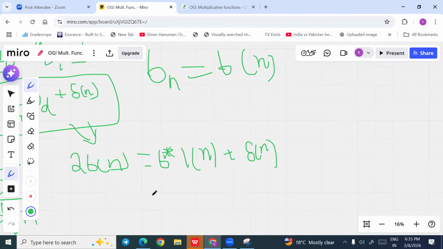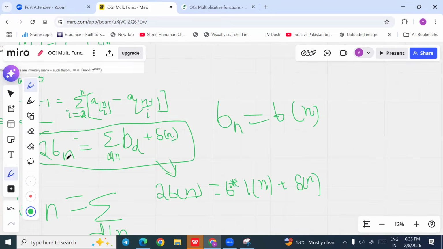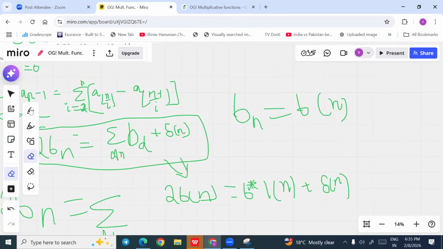Can you just explain how the 2 came up there? Shouldn't it be just b of n is the sum? The 2 came because in the original summation, you had the extra condition that d is less than n, right? Because I was starting from 2, so you will apparently never get a b of n term, since I start from 2.